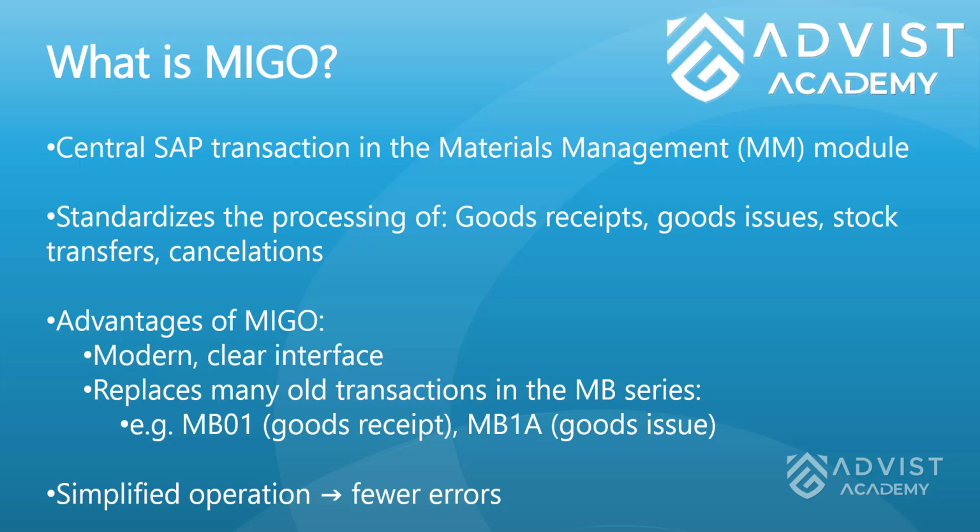Previously, these processes were handled via various transactions in the MB series, for example, MB01 for goods receipts or MB1A for goods issues. With the introduction of MIGO, these functions have been brought together in a clear, modern interface, which simplifies operation and reduces sources of error. The transaction thus covers all material movements in the SAP system and ensures that these are posted correctly and traceably.